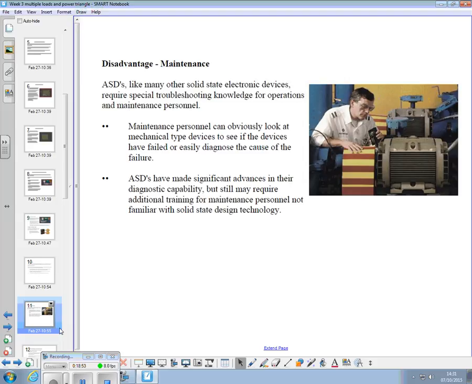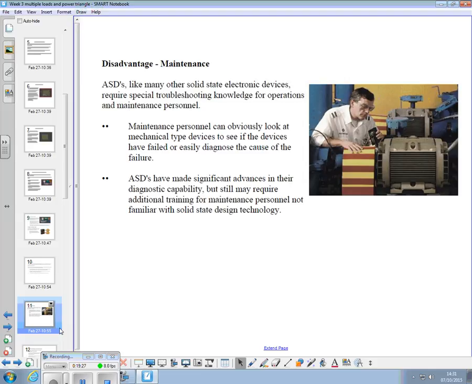Maintenance. The motor is easy to maintain, a simple induction motor, but the ISD itself, like many other solid state electronic products, requires special troubleshooting knowledge for operations and maintenance personnel. Maintenance personnel can obviously look at a mechanical type of device and see if there's something wrong with it, but that's not so easy to diagnose with the complex electronics within an inverter. Having said that, they don't go wrong very often in my experience.